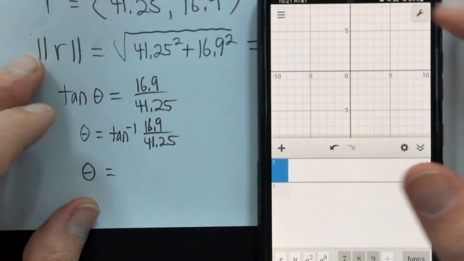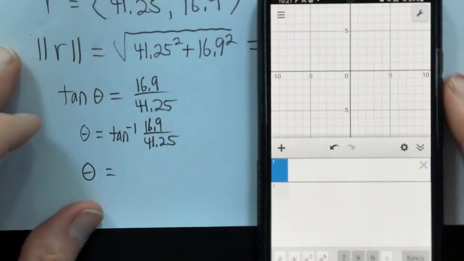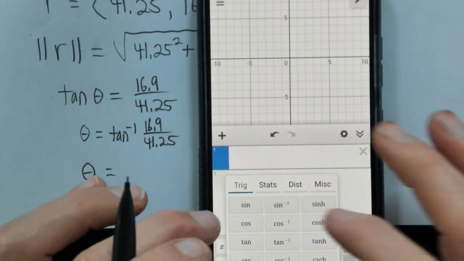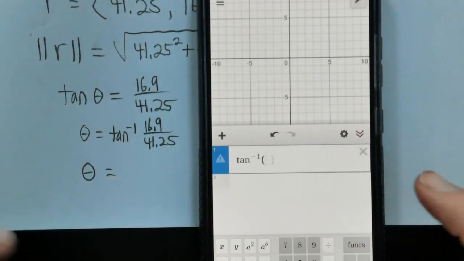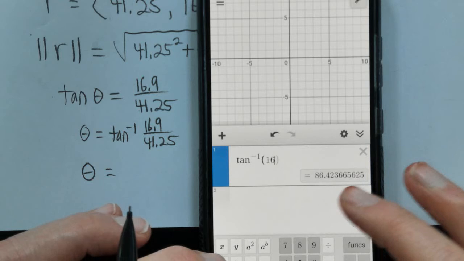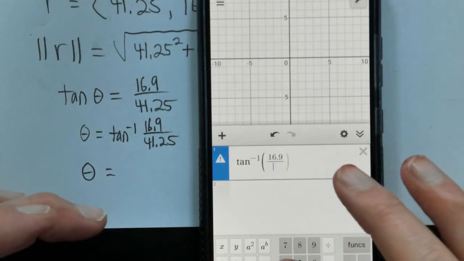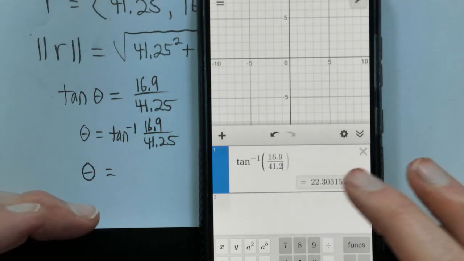Calculator finishes that up for me. Okay, we are still in degrees, I believe. Yep, so we're good there. So I'm going to go inverse tangent of 16.9 over 41.25.